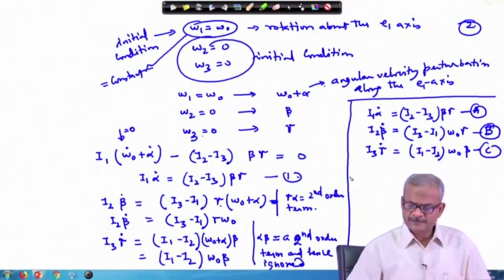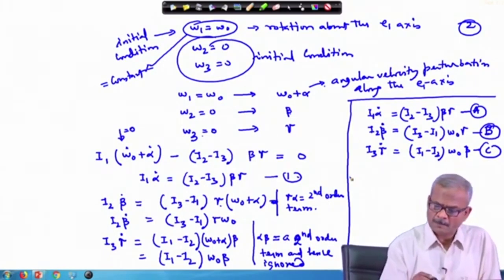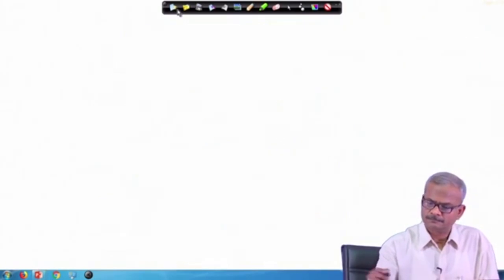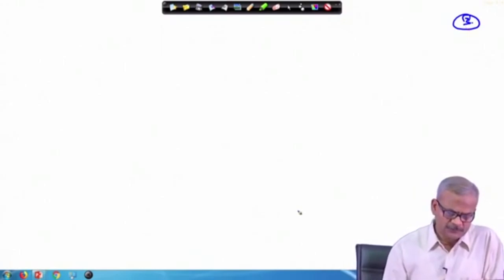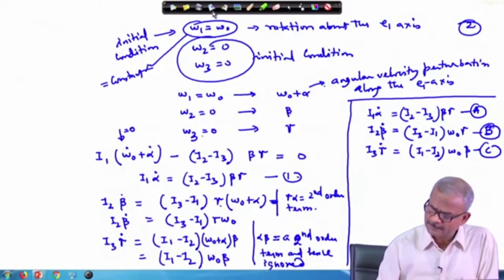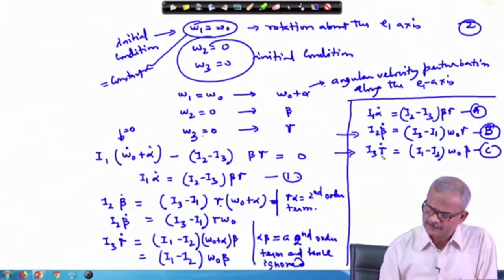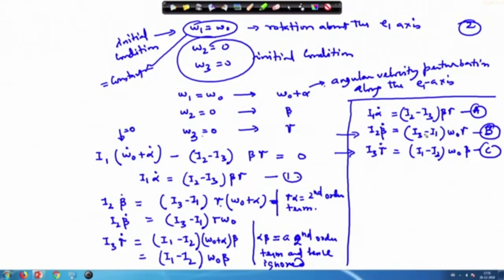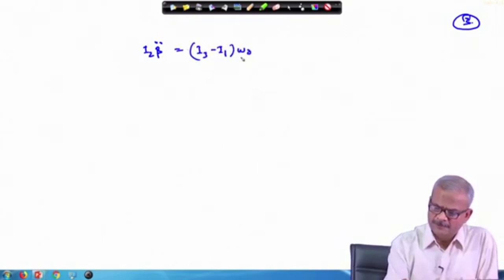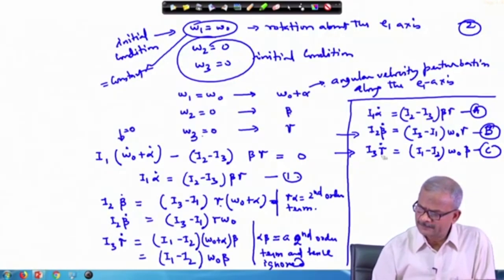Now, we can utilize these three equations to study the stability of the system. So, the second and the third equation we choose. If we go back, these two equations, we differentiate them. Okay. So, once we differentiate B, I 2 times beta double dot equals I 3 minus I 1 omega 0, this is a constant, so it will not get differentiated, and then we have gamma. So, we write here gamma dot. And this gamma dot we can insert from equation C.